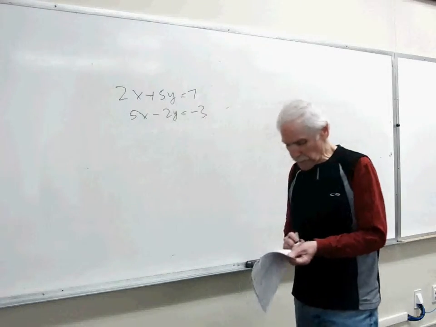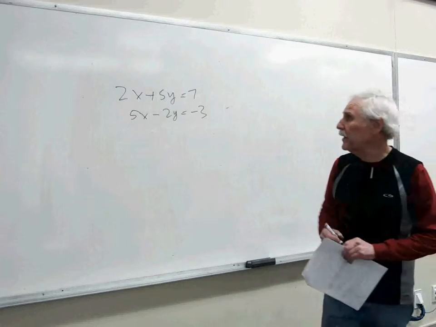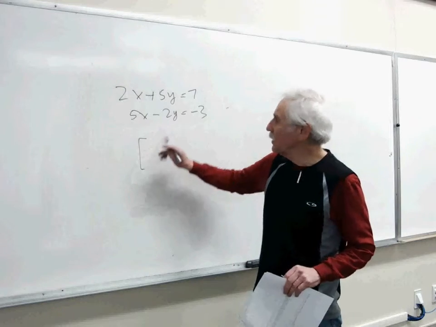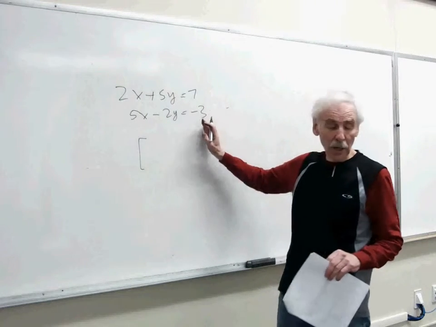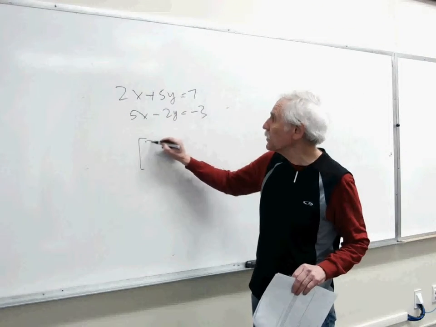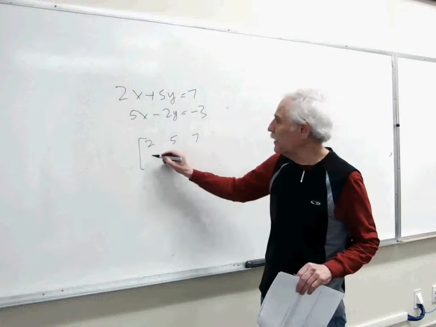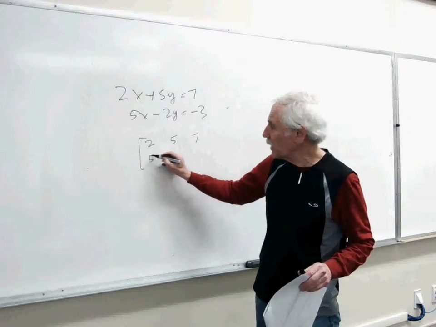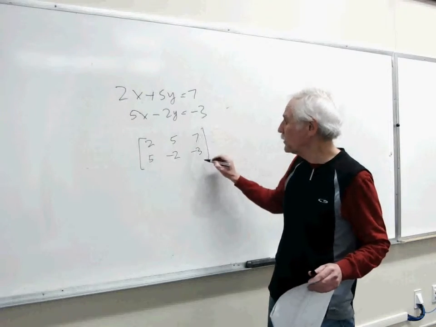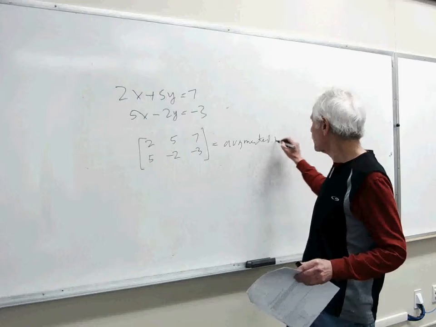Okay, so there's something called an augmented matrix and there's something called a coefficient matrix. The augmented matrix is the coefficient matrix plus a column for the constants. So what are the coefficients? 2, 5, and the constant is 7. And for the second equation, the coefficients are 5, minus 2, and the constant is minus 3. And that is the augmented matrix.